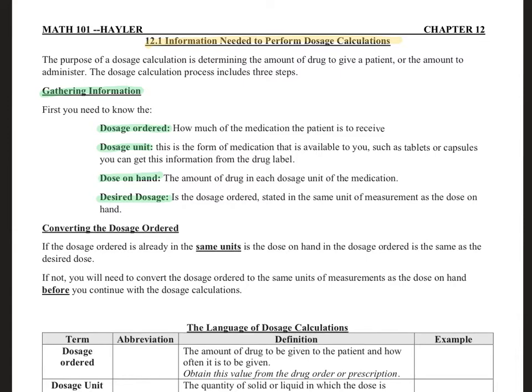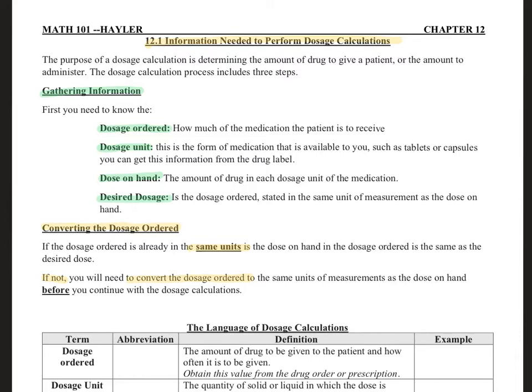So that's the question. And then after that, what you're going to do is convert to the dosage desired or ordered. So if your dosage ordered is already in the same units as the dose on hand, then the dosage ordered is the same as the desired dose. If not, however, you will need to convert the dosage ordered to the same units of measurement as the dose on hand before you continue with the dosage calculations. So sometimes you may not have the same units as on the order label, so you'll have to spend some time converting before you can actually find the right dosage.